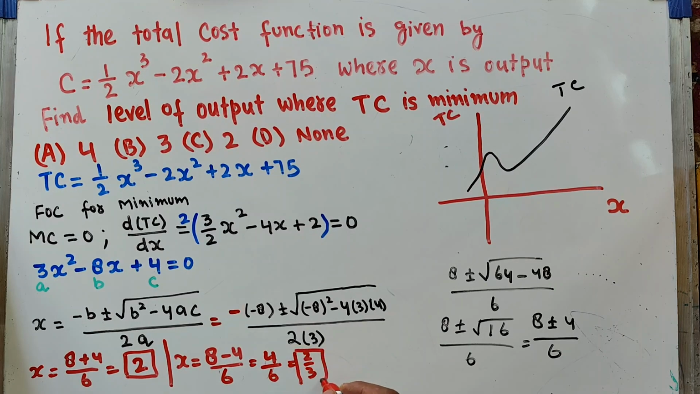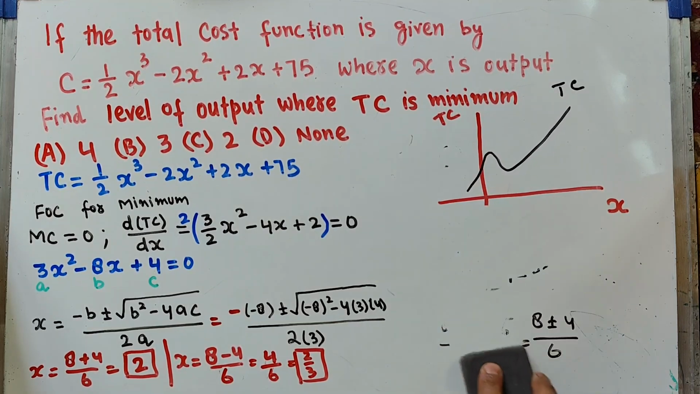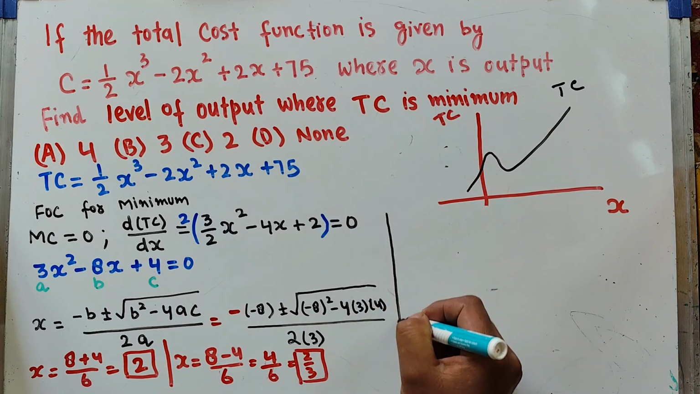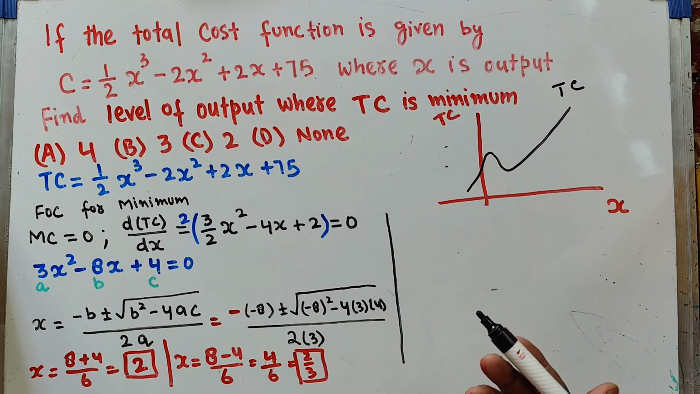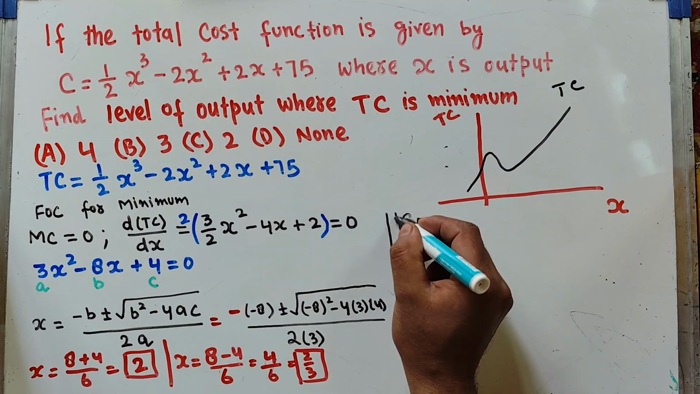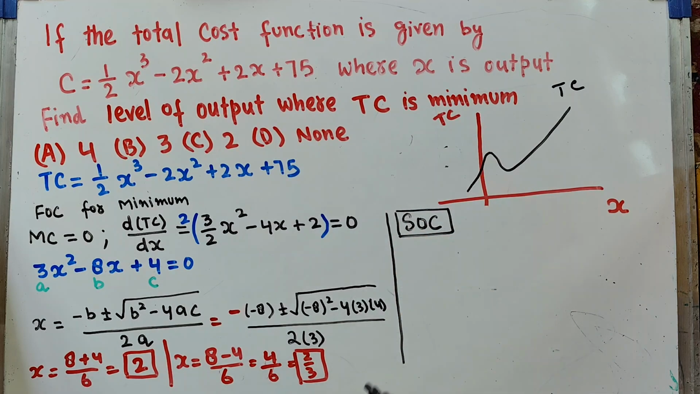So we got two values for x. Let me now rub this out here. So the slope of the total cost function is 0 at 2 points, when x is equal to 2 upon 3 and when x is equal to 2. So we don't know which of these two is the minimum point. For that we need to apply the second order condition. The second order condition tells us that we take the second derivative of the total cost function and evaluate it at the critical points.